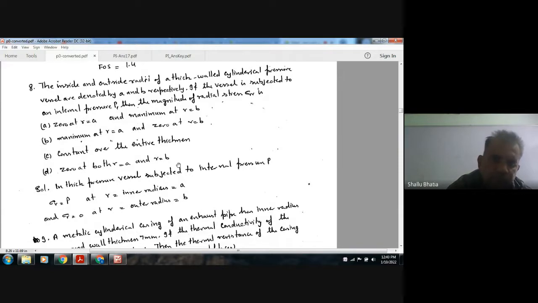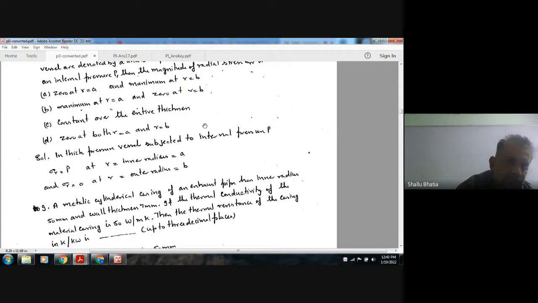So when the thick cylinder is subjected to internal pressure, the boundary condition for radius is that sigma RR will be equal to the pressure at the inner radius and will be 0 at the outer radius. As the inner radius is A, sigma r will be P, and the outer radius is B, so sigma r will be 0. So the answer is: sigma r is P at A, maximum at A and 0 at B. The answer will be B.